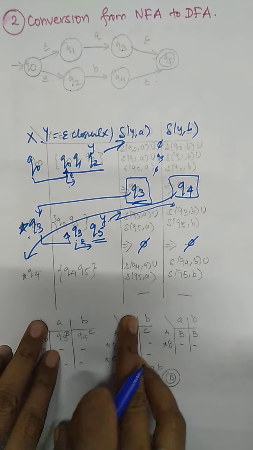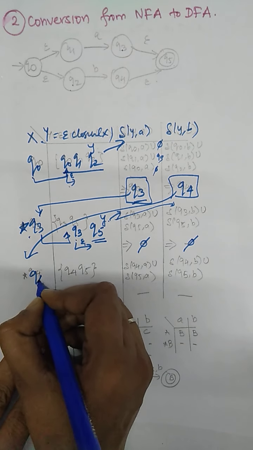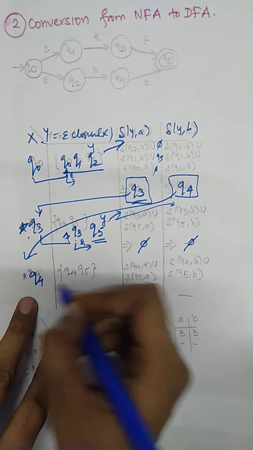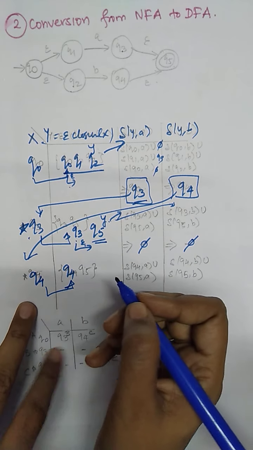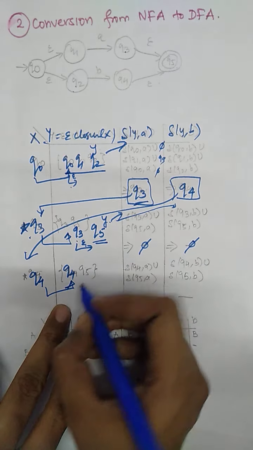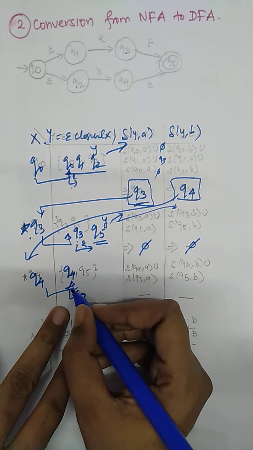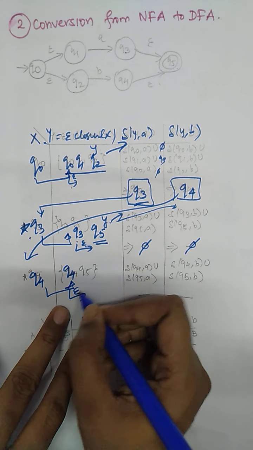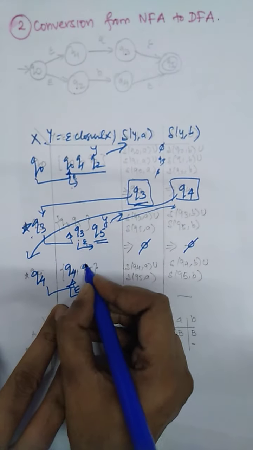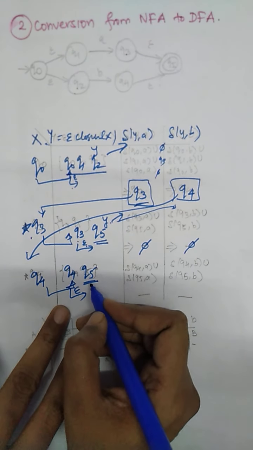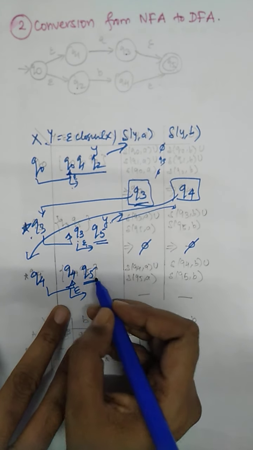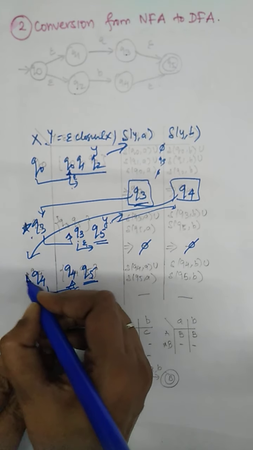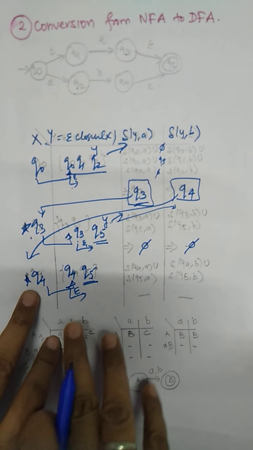Okay, the next one. Now we have to consider Q4. Q4, as a rule, will be included in the epsilon closure of Q4. Now from Q4, which is the reachable state with the input epsilon? Q4 with epsilon goes to Q5. As Q5 is included in the epsilon closure of Q4, and Q5 is the final state, that's why Q4 will be marked as a final state.